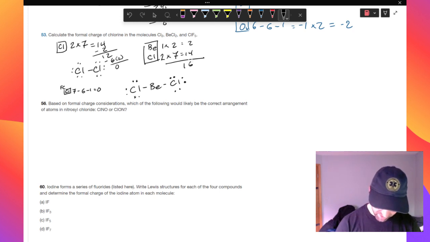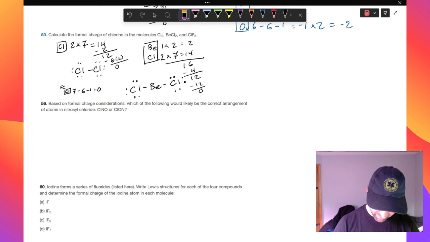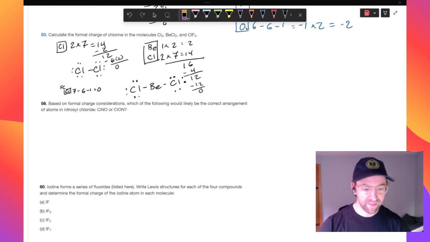Let's see where we're at just with 4 electrons participating in bonding. Gives us 12. Minus 2 times 6 is 12. That's all of our electrons accounted for, but we have empty space in this beryllium, so that's not happy. That would be very sad.